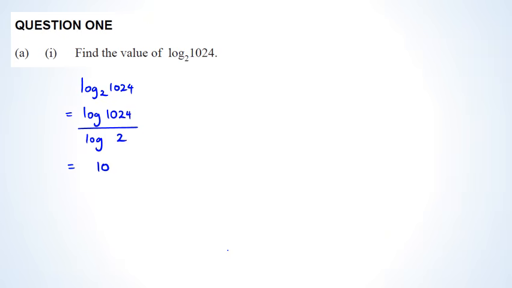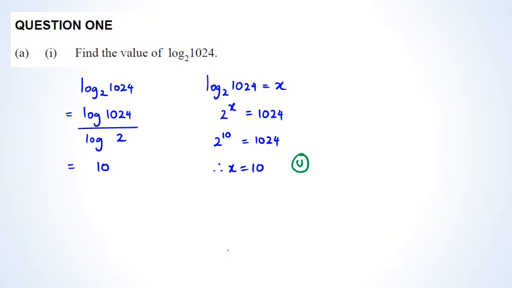That's basically it. If you were to do the other method, I would do it like this: log 2 of 1024 equals x, and then from here 2 to the power of x is equal to 1024. At this point you're trying to figure out 2 multiplied by itself how many times is equal to 1024, and you can say 2 to the power of 10 equals 1024, and therefore x is equal to 10. So that is to get an Achieved grade. Next question.